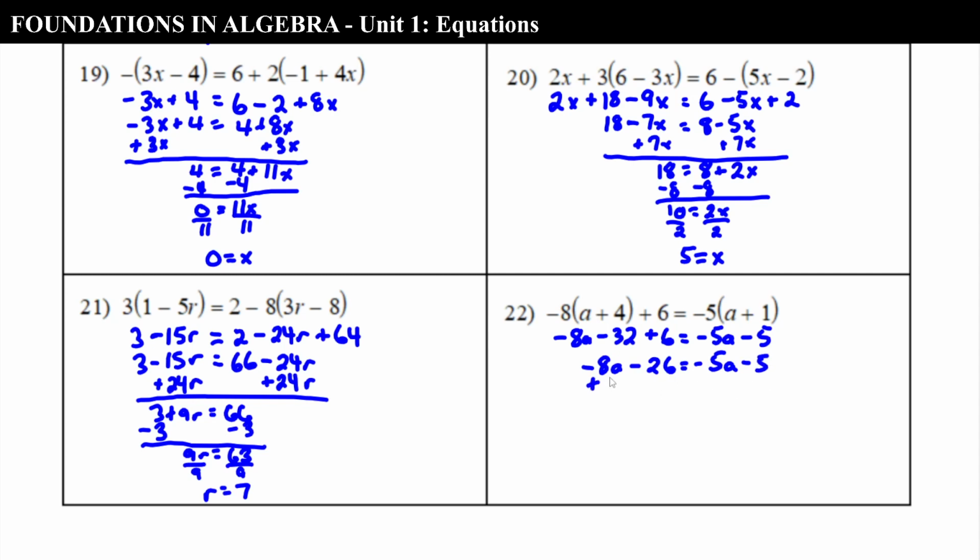Now let's add 8a to each side. And that's going to give us negative 26 equals 3a minus 5. Add 5 to each side. And that's going to give us negative 21 equals 3a. Divide each side by 3. And you're going to find that a equals negative 7.